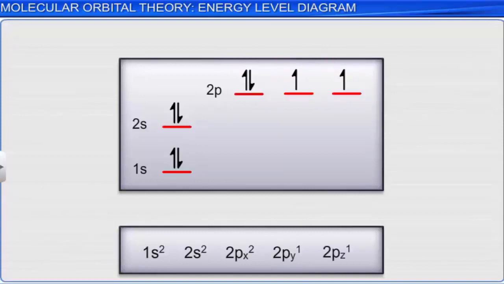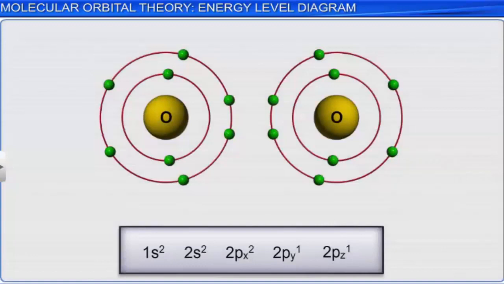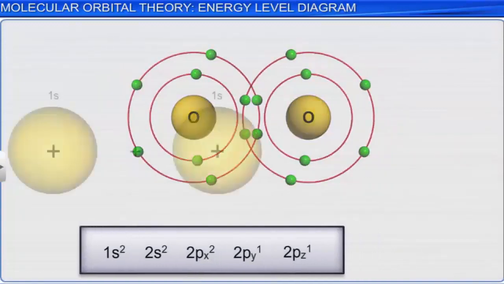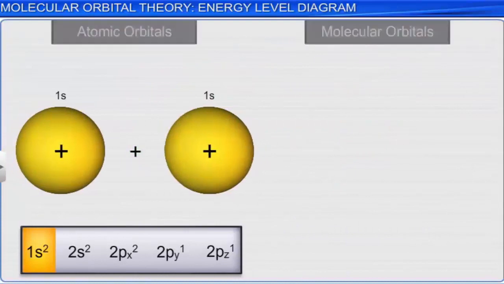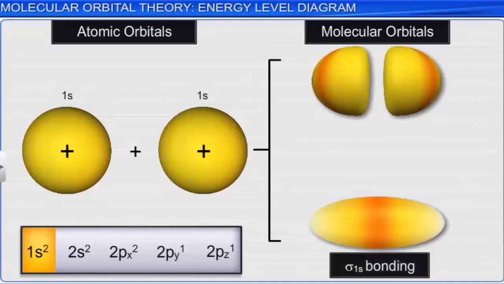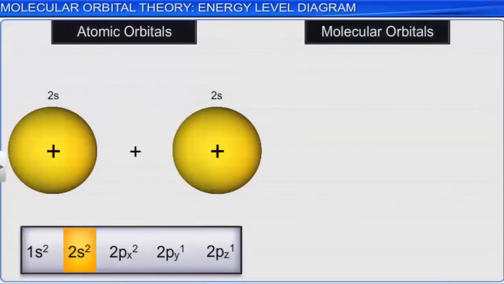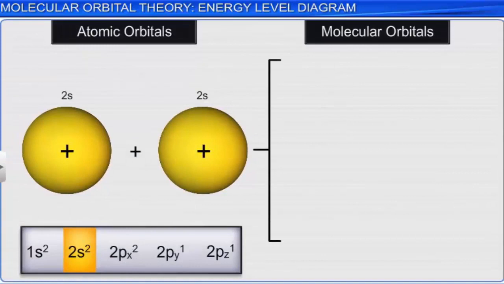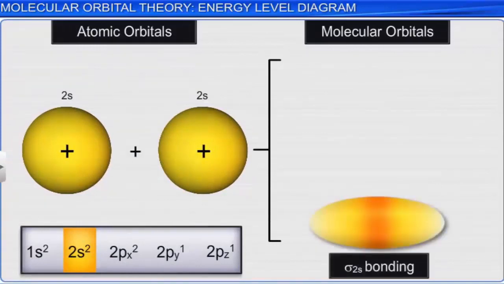When 2 oxygen atoms come together, their 1s2 atomic orbitals combine to form two molecular orbitals. Their electrons are concentrated along the bond axis. Hence, they are called sigma 1s bonding and sigma star 1s anti-bonding molecular orbitals. The two 2s orbitals combine to form sigma 2s bonding and sigma star 2s anti-bonding molecular orbitals.